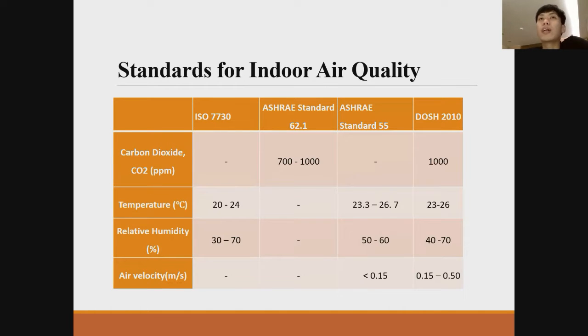When we talk about indoor air quality, we need to refer to the standards, which are ISO 7730, ASHRAE Standard 62.1, ASHRAE Standard 55, and the DOS 2010. So in my study, I will refer to the ASHRAE standards, which are 62.1 and 55. For carbon dioxide, less than 1000 in an office. For temperature, 23.3 until 26.7. The relative humidity is 50 until 60. Air velocity is less than 0.15.